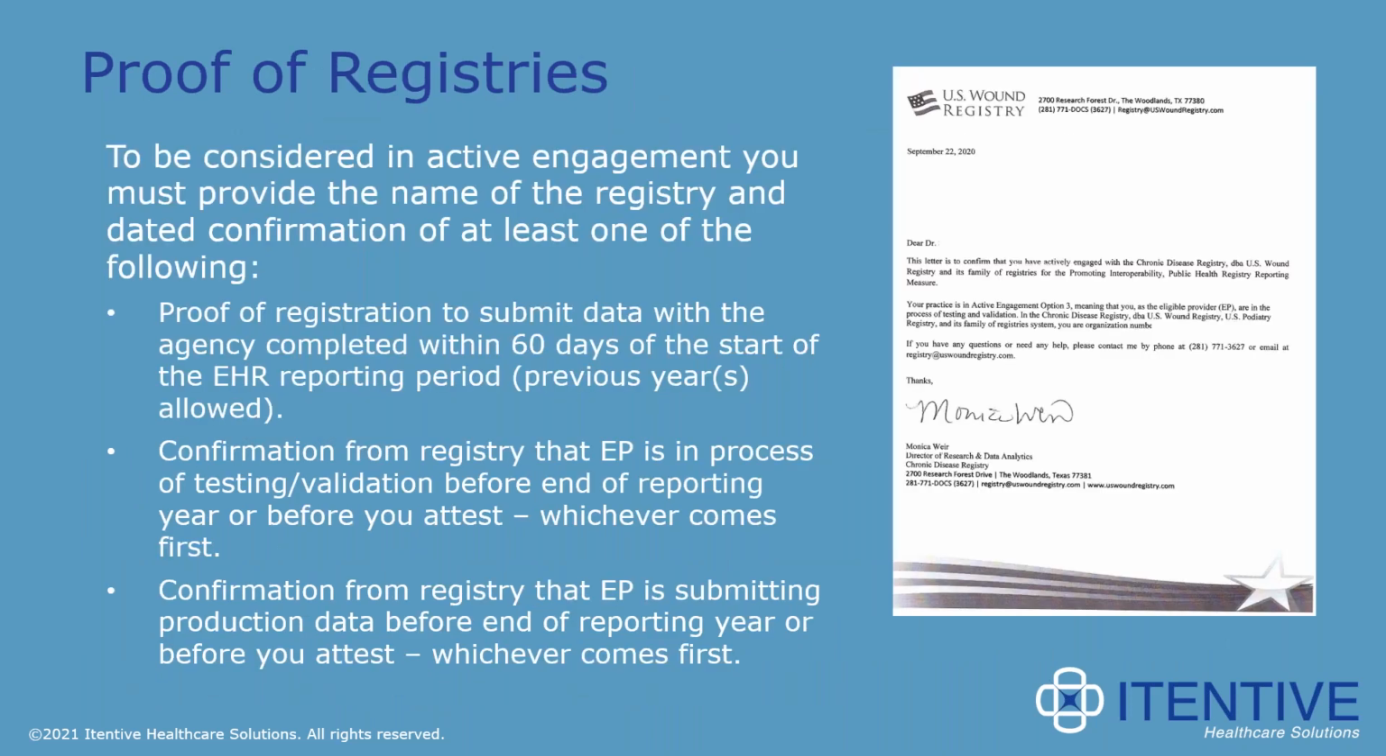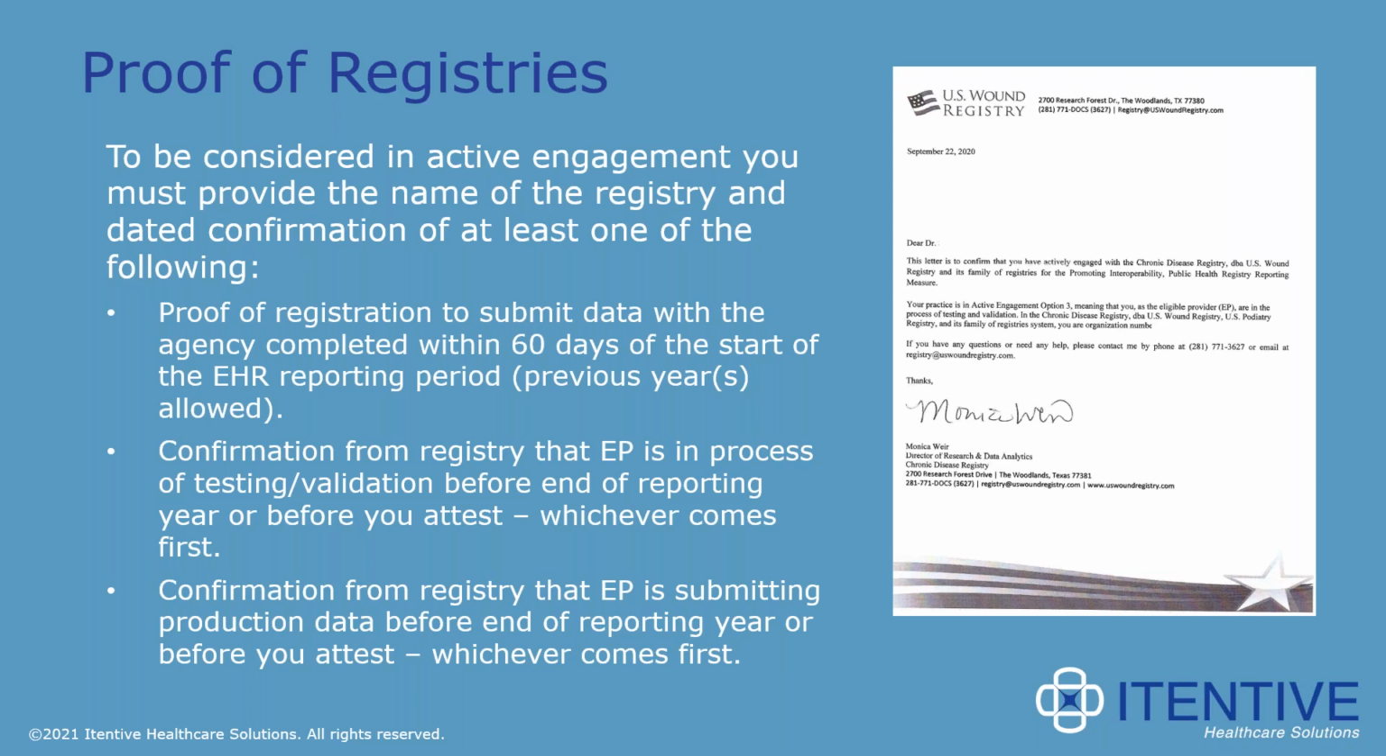Now onto a true self-attestation measure, the public health reporting or the clinical data registry reporting measure. This measure requires a provider to be in what they call active engagement with 2 of these or to be able to claim an exclusion. So to be considered an active engagement, you have to provide the name of the registry and dated confirmation of at least one of the following. So either proof of registration to submit data within 60 days of the start of the EHR reporting period, or confirmation from the registry that you're in the process of testing or validation before actually sending the data, or confirmation that you are in fact sending that data to the registry already.